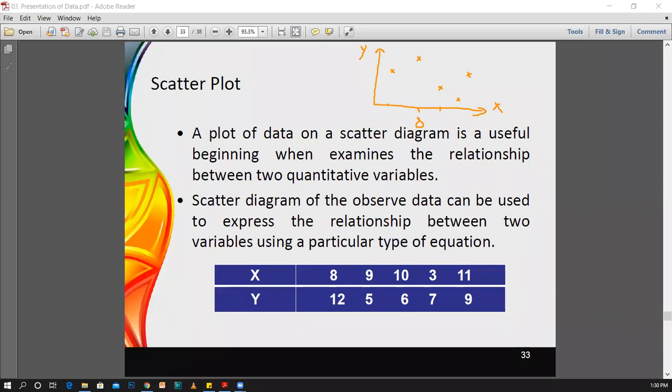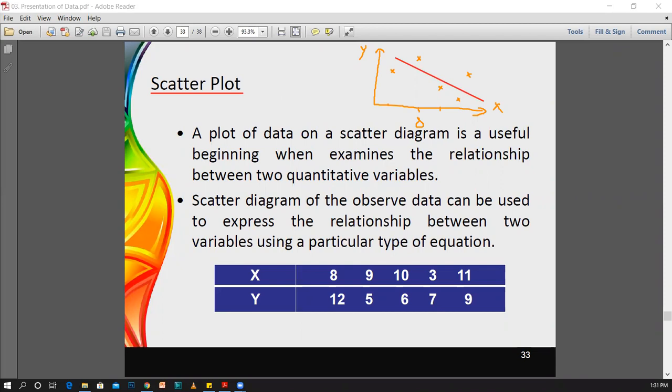Therefore, if you draw a line which covers all these points, a reasonable line, you can obtain a line in this form, a reasonable line for all these 5 points. This is actually the preliminary stage of identifying a relationship between any two given variables. This is the specialty of the scatter plot. You can easily examine the relationship between any two given variables using a scatter plot.